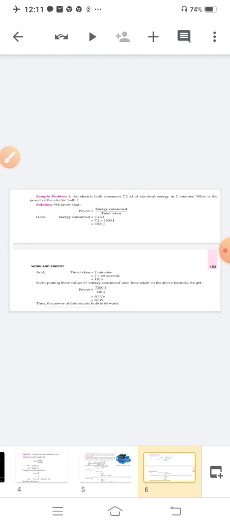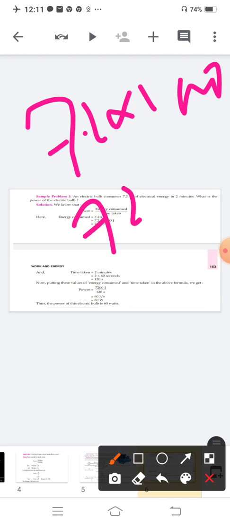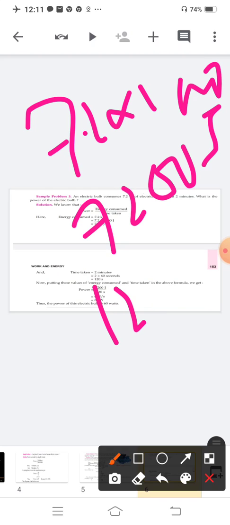Now an electrical bulb consumes 7.2 kilojoule of electrical energy in 2 minutes. What is the power? E upon T. Firstly, you will convert this kilojoule into joule. So you will multiply 7.2 with 1000. So you will get 7200 joule. Time you will convert into second, you will get 120 second.